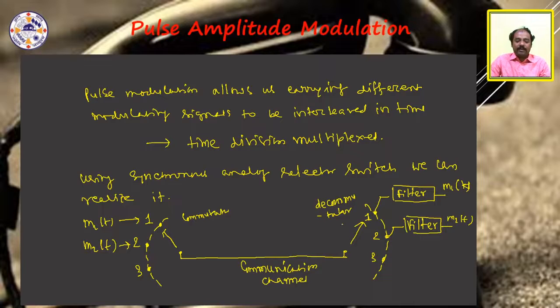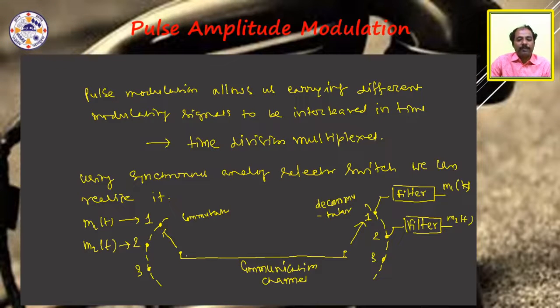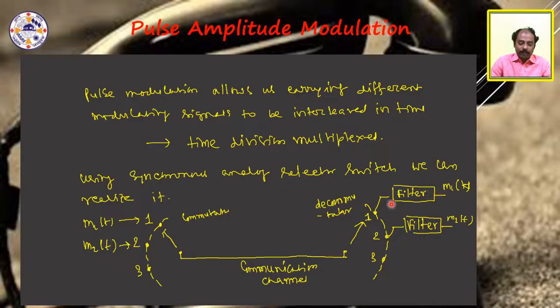Clear? These circuits act to synchronously connect the transmission line output to each separate channel demodulator in the same sequence of the multiplexed. So when we are touching this switch to one, this communication channel gets active for M1T, and we can receive by touching the decommutator switch to one port and filtering out M1T. So here the multiplexing of several PAM signals is possible.